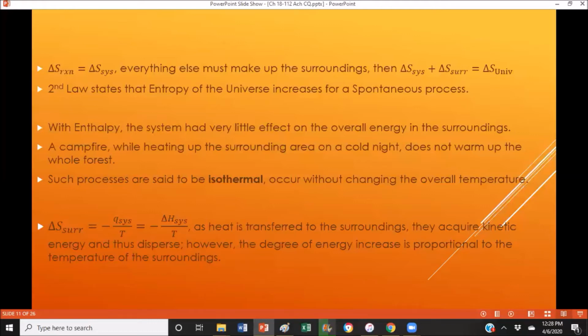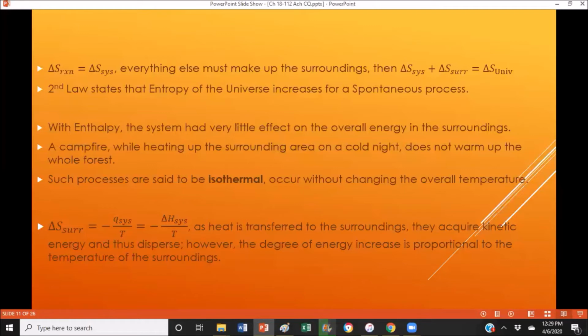So such a process would be said to be isothermal, meaning iso, like isosceles triangle, meaning the same, thermal meaning heat. So it's an isothermal process, which will occur without changing the overall temperature. As this heat flows into the surroundings, this is going to result in randomness of the particles. As they heat up, they are going to move faster. Remember when we looked at ideal gases and how they move and effuse greater at higher temperatures, the root mean square speed of a gas? Well, that has to do with entropy.